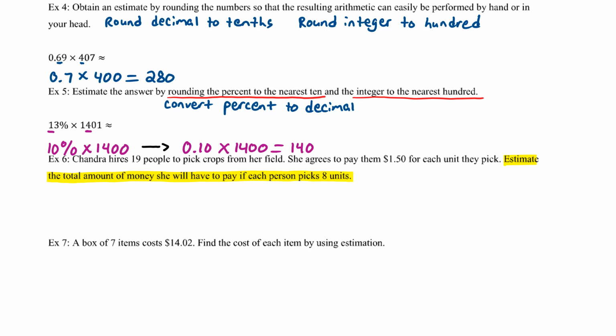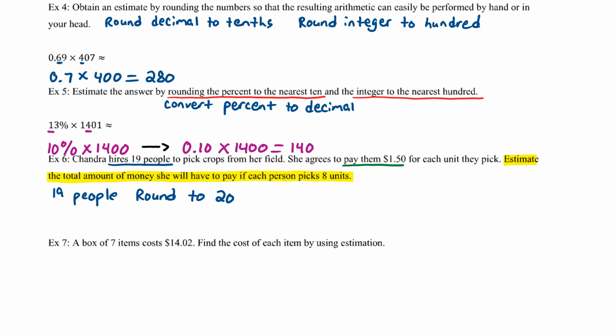So we're estimating here. So we've got 3 moving parts in this problem. We have the number of people, we have the amount, and we have how much each person is picking. So if we want to estimate this properly, the easiest way to do this is we're going to estimate the number of people. So the 19 people, we can round this to 20. That way it's a compatible number that we can use in our multiplication.